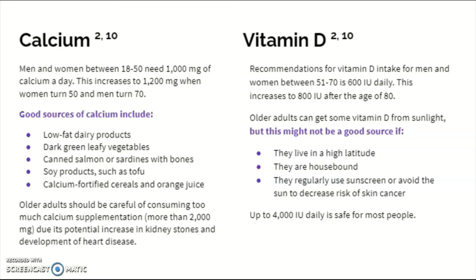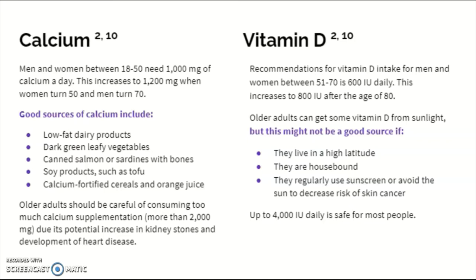Older adults should be careful of consuming too much calcium, however, more than 2,000 milligrams a day, due to its potential increase in kidney stones and development of heart disease. When your body doesn't have enough calcium, it will start to break down your bones to get what it needs. That means you lose bone mass. So it's important to make sure that you and your patients have this nutrient every day in your diet or from supplements.